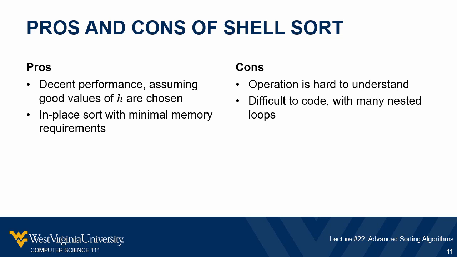Other than that temporary variable, as we shuffle stuff around, it really doesn't have any additional memory requirements. So this can be helpful when you're working with large data sets, since they don't impose a huge burden on how much RAM you need to have available. In terms of cons, Shellsort's pretty complicated. It's hard to understand, and it's also hard to code, especially with all those nested loops.